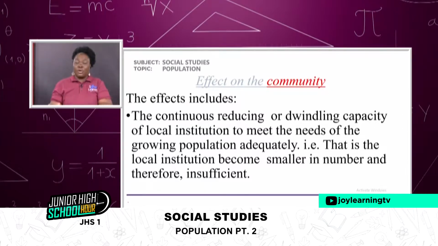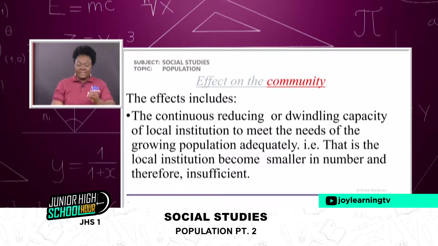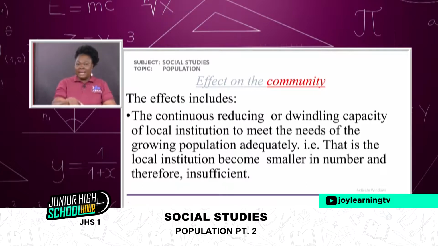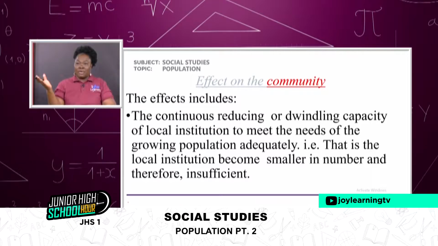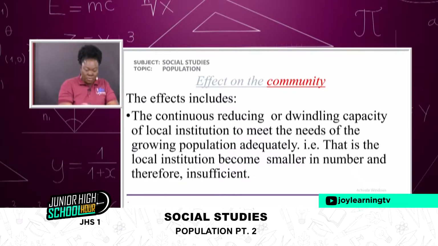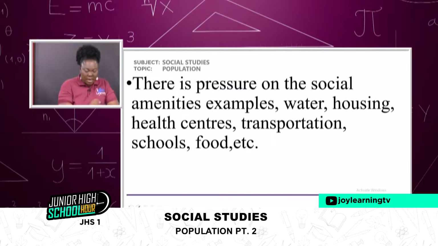So effect on the community. The continuous reducing or dwindling capacity of local institutions to meet the needs of the growing population adequately. That is, local institutions become smaller in number and therefore insufficient. I made an explanation to that when I talked about taking a BS1 to 6 teachers and 200 people came and they need to take only 6 people. So the remaining people are in crisis.